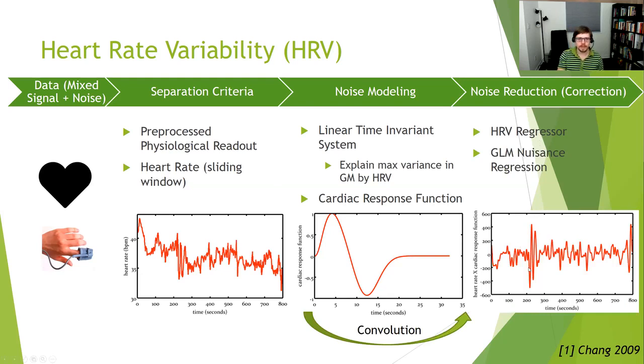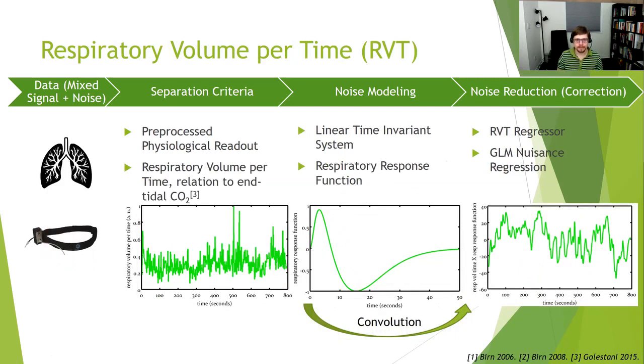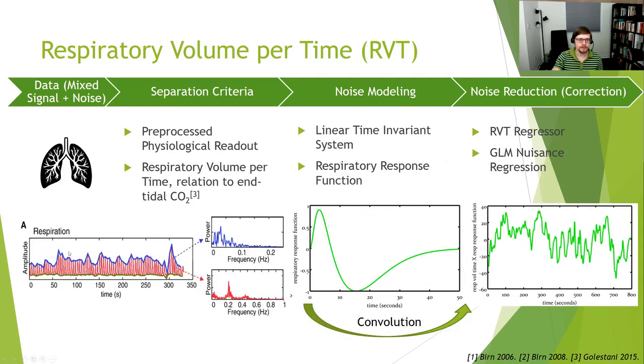A similar approach has been done for respiratory volume per time. Again, you take a respiratory bellows and pre-process it to compute an envelope on the actual respiratory time series. This is the respiratory volume per time, which has a peak frequency of 0.03 hertz, which is somehow related to end-tidal CO2, so to the vasodilation. Again, if you put in a linear time invariant system assumption, you can estimate a respiratory response function, with a peak and then an undershoot and a slow return to baseline in about a minute, and create a regressor from that which enters the GLM.